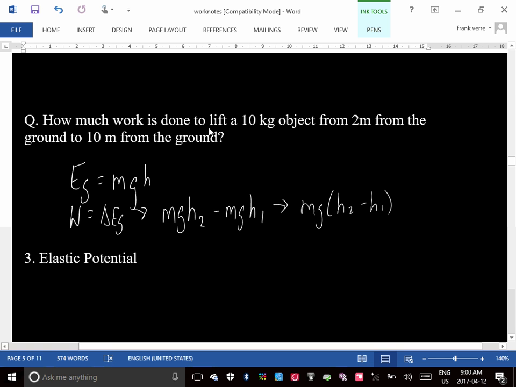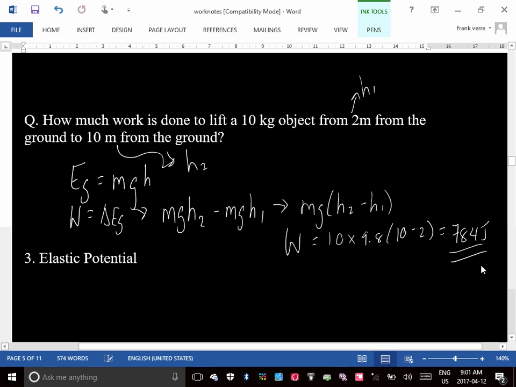So how much work is done to lift this object? The work would be the change in energy, so it would be the mass times gravity times, well, we started at 2 meters, that's h1, and we ended up at 10 meters, which is h2, so it's going to be 10 minus 2. So how much work was done to lift this object 8 meters, basically? 784? 784 joules. Okay?